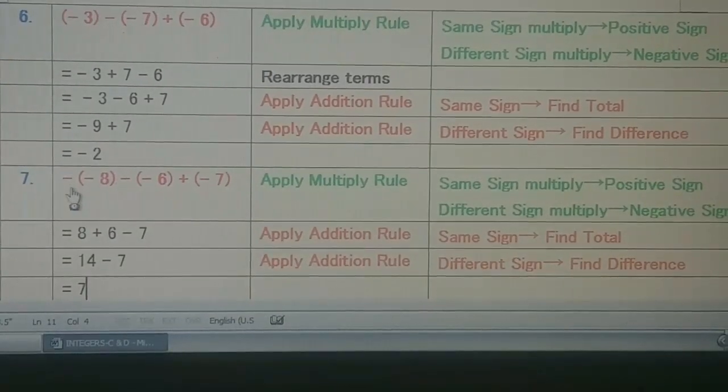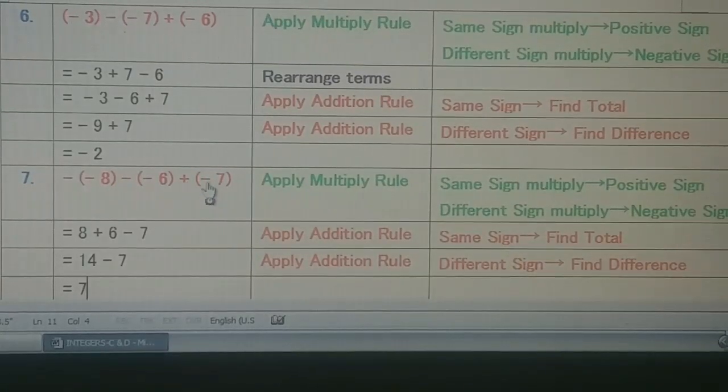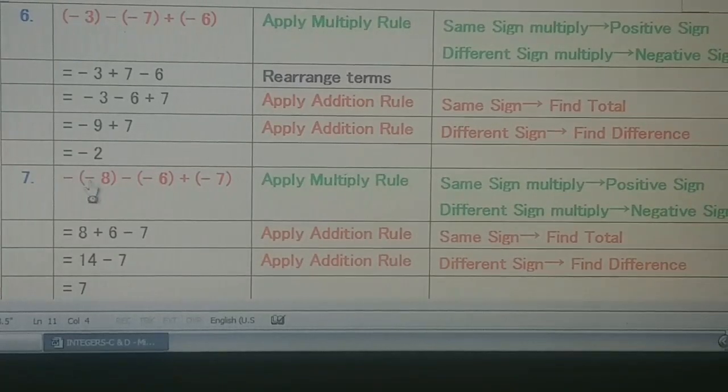In the 7th sum we see minus minus 8, minus minus 6, plus minus 7. Here between 8 and 6 there are two signs. Between 6 and 7 there are two signs, plus and minus. And before 8 also there are two signs. So between two numbers there should be only one sign. That also we have to remove. There should be only one sign.